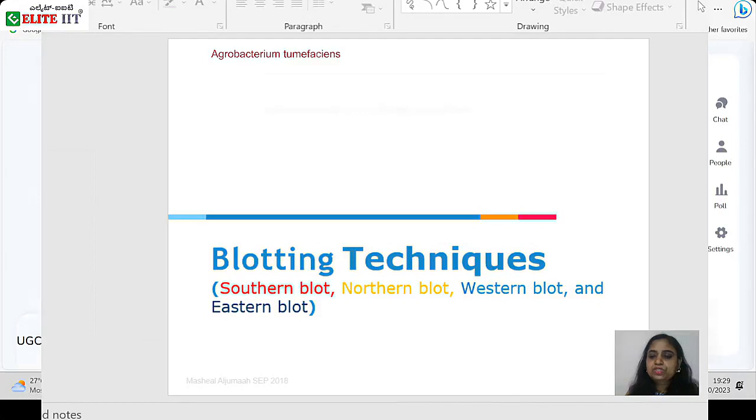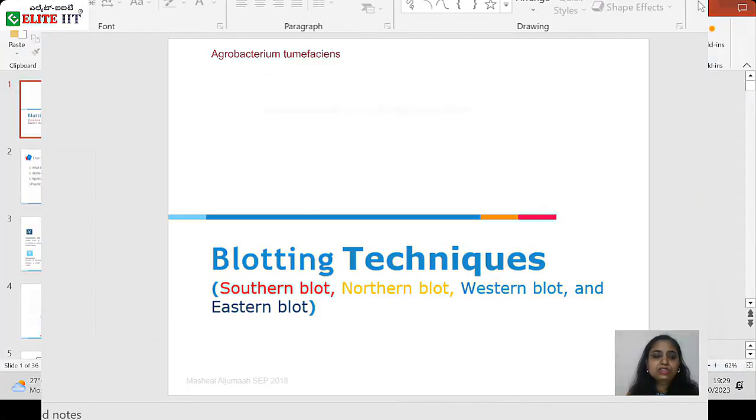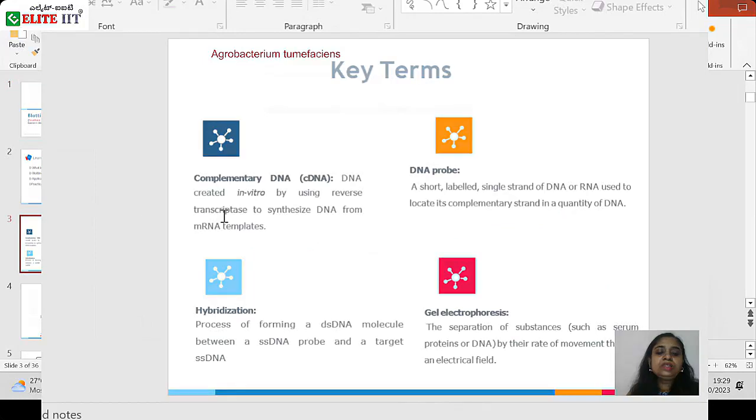So I'm explaining it the shortcut way, you just listen to me. All the blotting techniques are the same: Southern blotting, Northern blotting, and Western blotting. Now, before going to the blotting process, you should know cDNA.